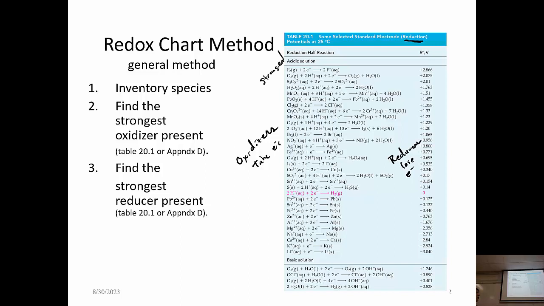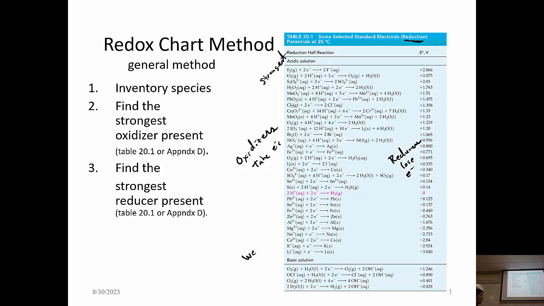That makes sense because fluorine is the most electronegative element. Fluorine has the highest electronegativity. And so fluorine is the most electronegative. It wants electrons. So it takes two electrons and forms fluoride.